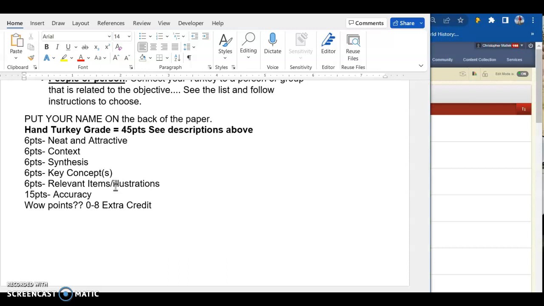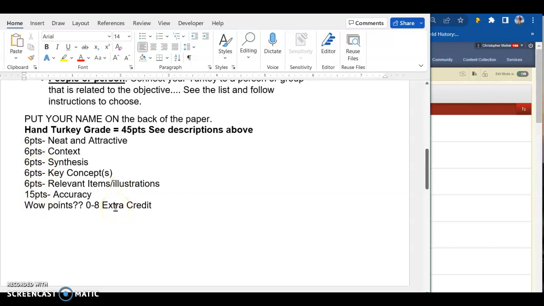Of course, the items that you choose to represent your turkey's feathers and the face and the things in the background, they should all be relevant illustrations and items that actually have something to do with what you're doing. I shouldn't see Twinkies on Martin Luther's turkey. Twinkies have nothing to do with him. Accuracy, of course, is going to play a big role here. That's the biggest part of this entire grade. It's approximately a third of the points.